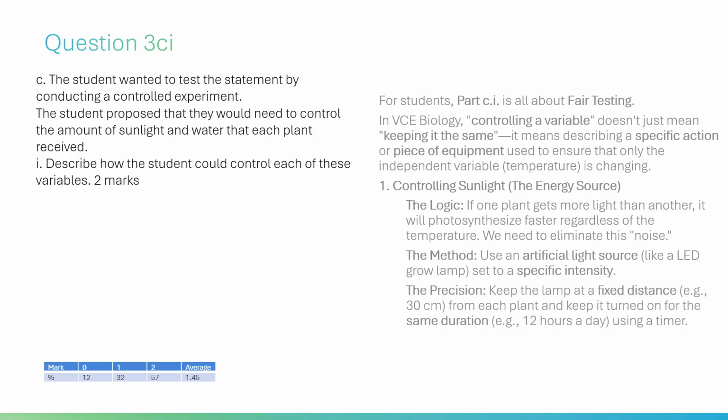The precision: keep the lamp at a fixed distance, e.g., 30 centimeters, from each plant and keep it turned on for the same duration, e.g., 12 hours a day, using a timer.